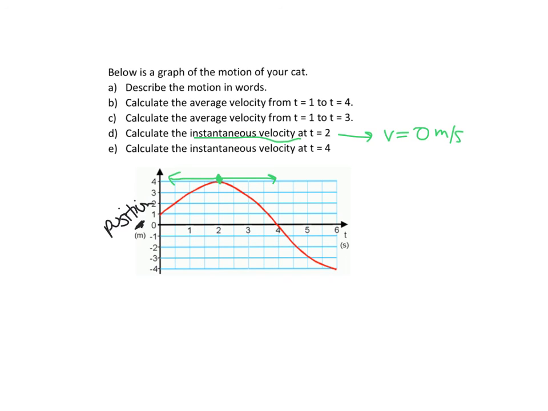When your cat is turning around, it's not actually running. It's momentarily not moving at all. So for that instant, the instantaneous velocity is going to be 0. The last thing that we're doing is instantaneous velocity at t equals 4. That one's a little bit harder.